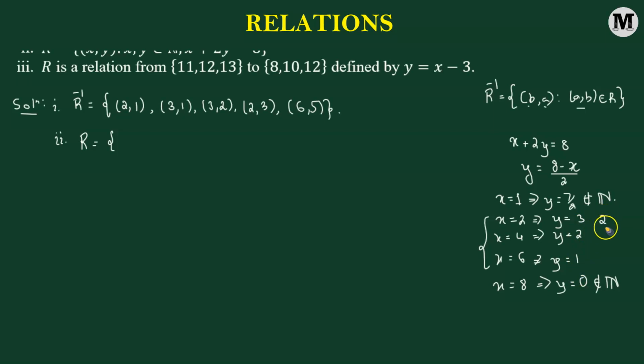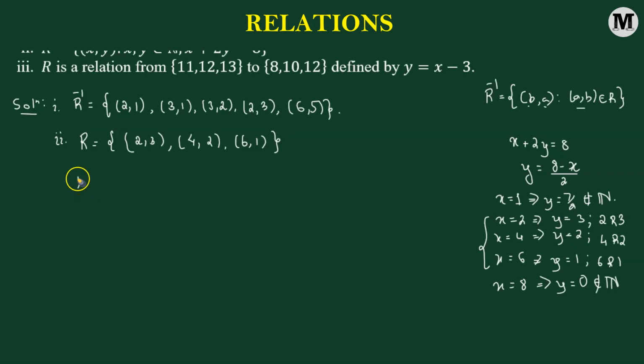So here if we choose x equal to 2, then 2 is going to be related to 3. Then we have 4 R 2, and then we have 6 R 1. So these are the 3 possibilities. So that means our relation R is going to consist of 3 ordered pairs. So 2 R 3 will be denoted by (2, 3). This is the ordered pair. Next we have (4, 2). And then we have (6, 1). So these are the ordered pairs for the relation R.